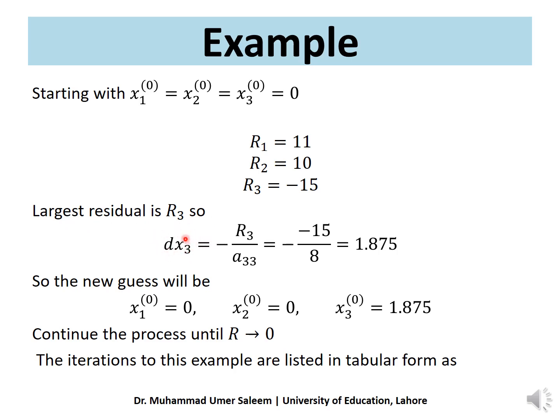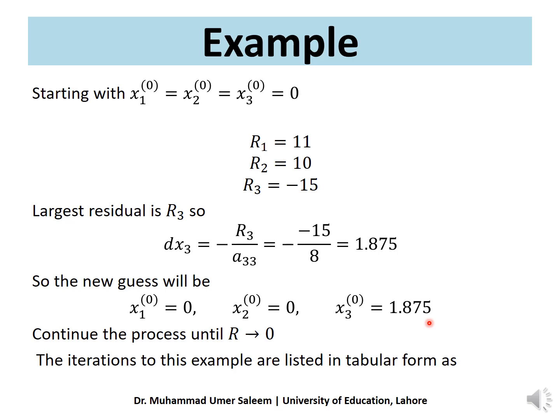So we'll find the increment as dx3, since this is in the third term. So this will be minus R3 over A33. So this is minus 15 over 8. It gives 1.875. So what will the new guess be? Since this is a change in x3, x1 will remain the same 0, x2 will remain the same 0, but to x3 you will add this increment. So 0 plus 1.875 will give you 1.875. So you will continue this process until the largest residue approaches 0.